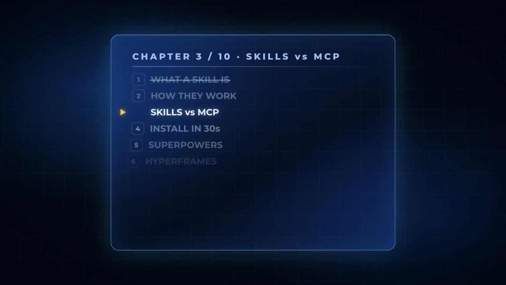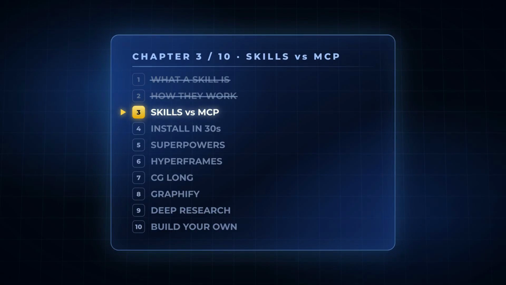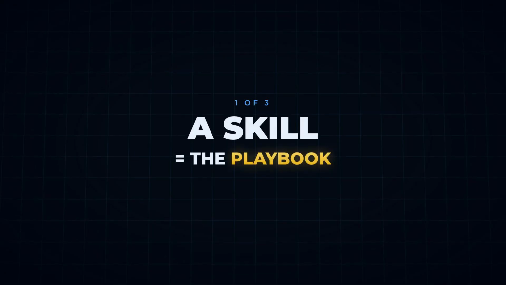Before we install anything, let me clear up the one thing that confuses absolutely everyone. Because if you've spent any time around Claude Code, you've heard 3 words thrown around like they're interchangeable: skills, MCPs, and subagents. They are not the same thing, and once you see the difference, this whole world clicks into place. A skill is knowledge.